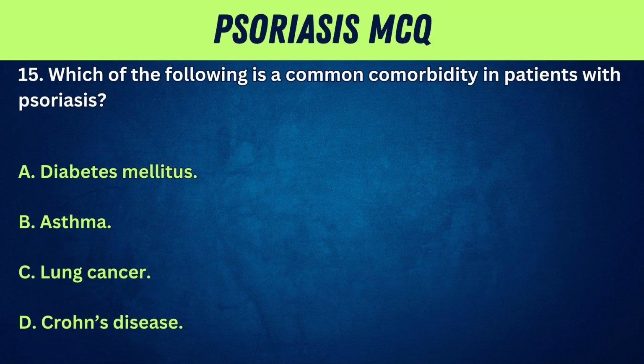15. Which of the following is a common comorbidity in patients with psoriasis? A. Diabetes mellitus. B. Asthma. C. Lung cancer. D. Crohn's disease.